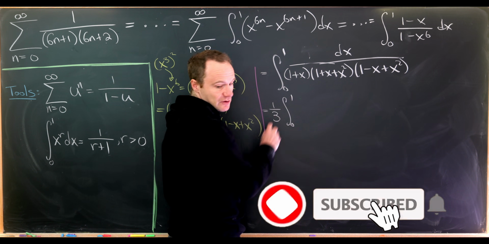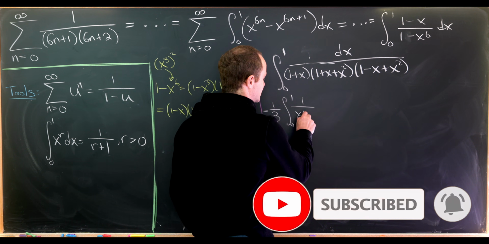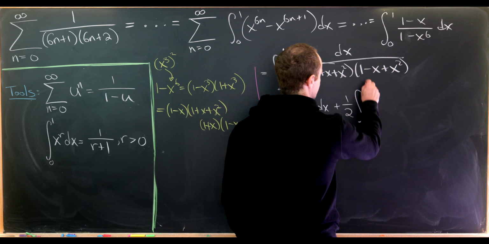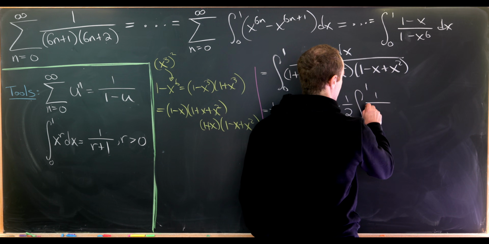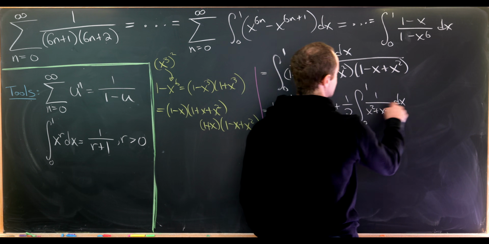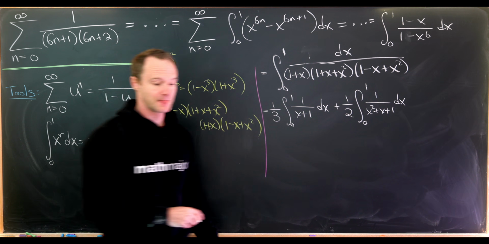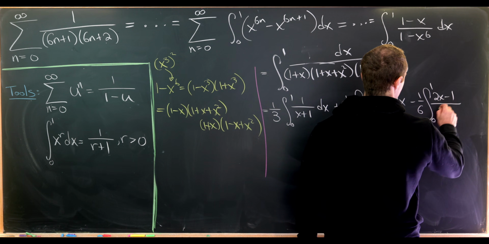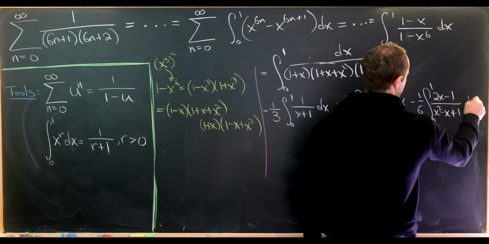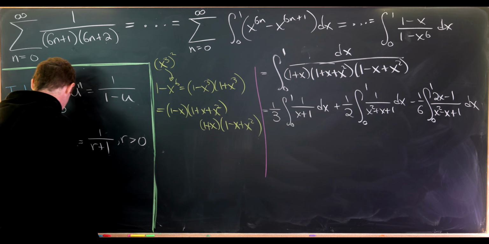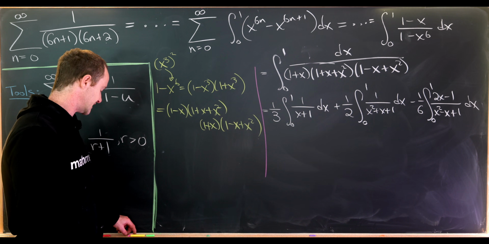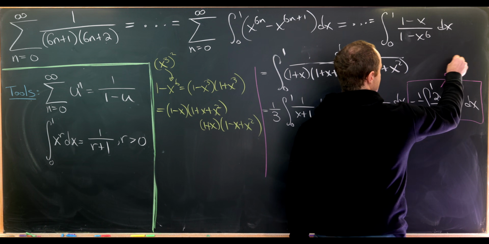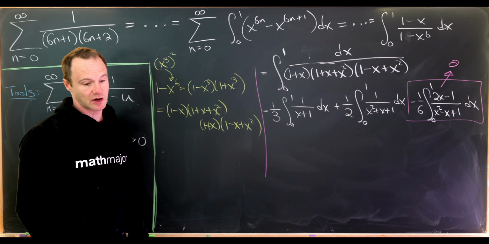1/3 the integral from 0 to 1 of 1 over (x plus 1) dx. And then we'll have plus 1/2 the integral from 0 to 1 of 1 over (x squared plus x plus 1) dx. We just saw that integral, so that's kind of nice. And then minus 1/6 the integral from 0 to 1 of (2x minus 1) over (x squared minus x plus 1) dx. And now it's just a matter of calculating the values of each of these integrals. What I'll say is that this last integral has a value of 0, which again, you guys can check on your own.